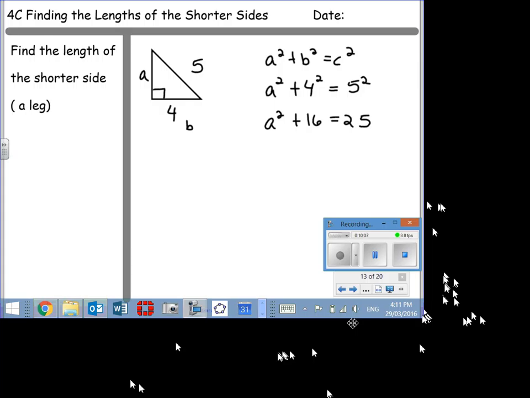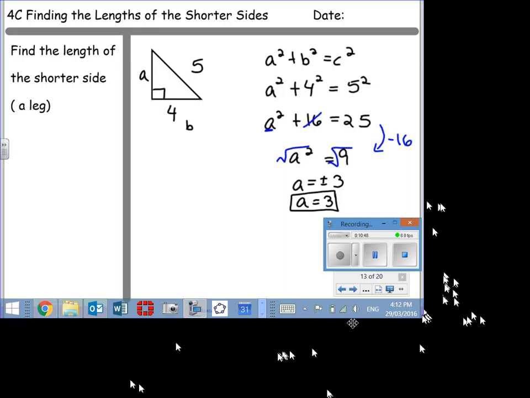The reason why we spent the last chapter solving equations is because we're going to have to realize that in order for me to isolate A, I need to subtract 16. So if I subtract 16 from both sides of the equation, I end up with A squared is equal to 9. Now I have an equation that I can solve by taking the square root, and I can say that A is equal to plus or minus 3. And then again, remember, I want to just take the positive, so A is equal to 3.